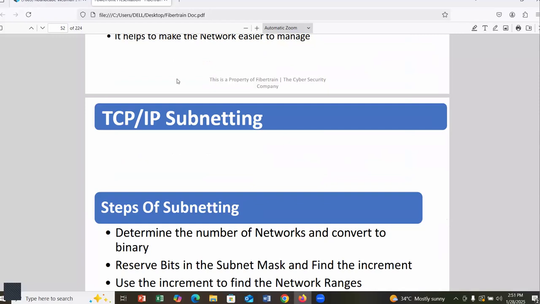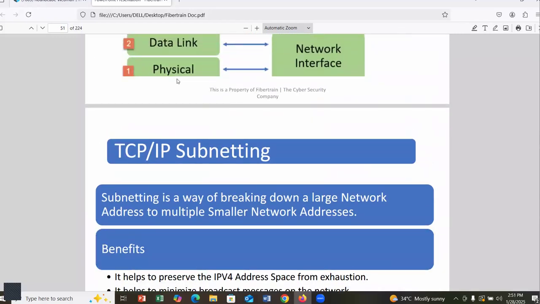So what we'll be doing now here will be TCP/IP subnetting. When we're talking about subnetting, what does subnetting mean? Here it says subnetting is a way of breaking down a large network address into multiple smaller network addresses. So in a scenario where we want to break down a large network address into smaller network addresses, that's what they call subnetting.